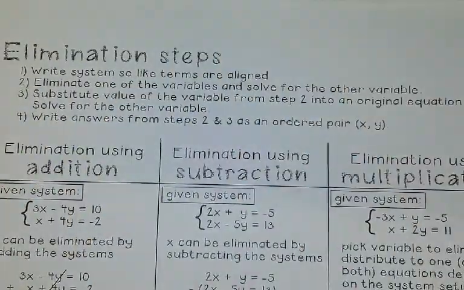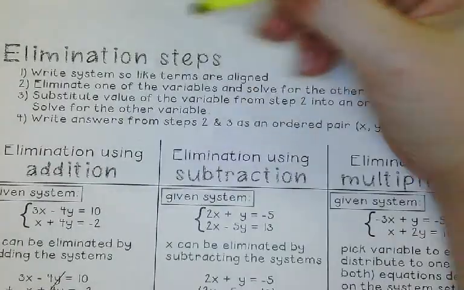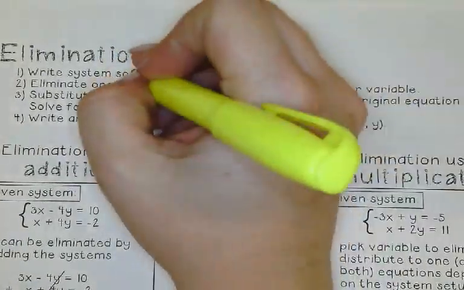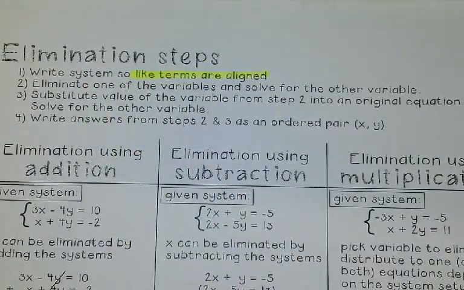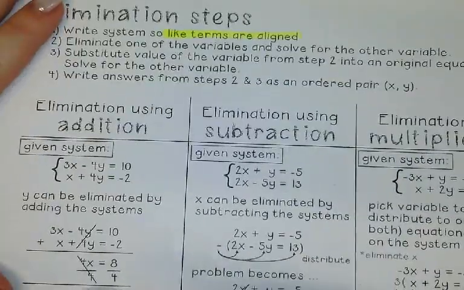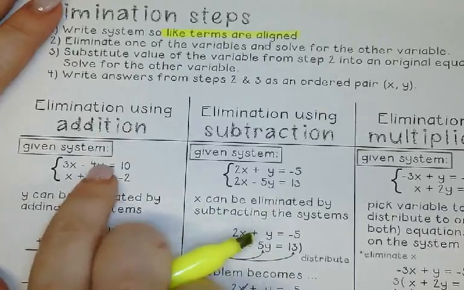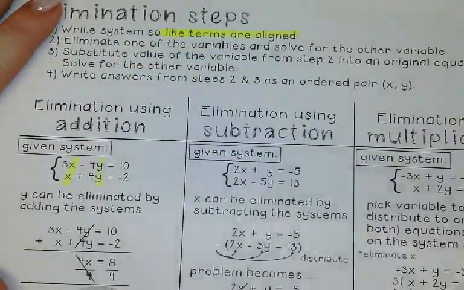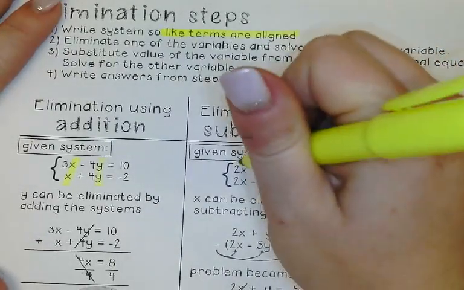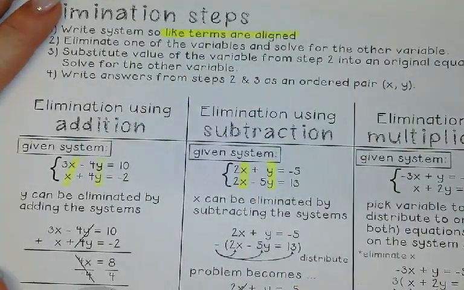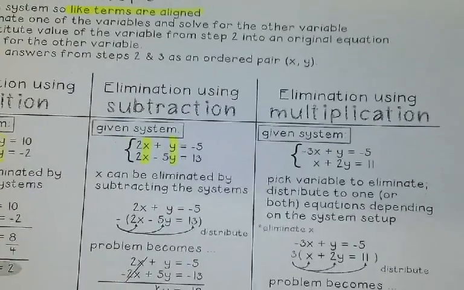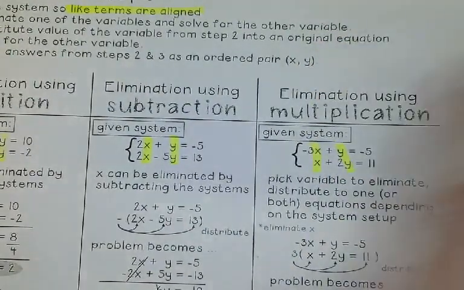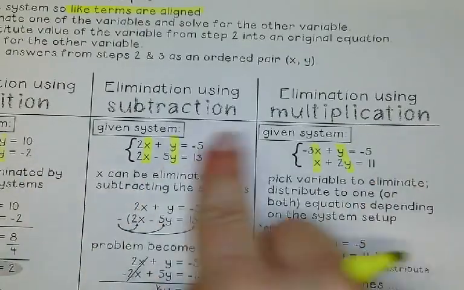So you're going to need your highlighter. The first thing you're going to need to do is write your systems out so that way the like terms are aligned. So match that color down here in the elimination using addition. Your x's are lined up, your y's are lined up. Same in subtraction. Your x's are lined up, your y's are lined up. Same in multiplication. Your x's are lined up, your y's are lined up.